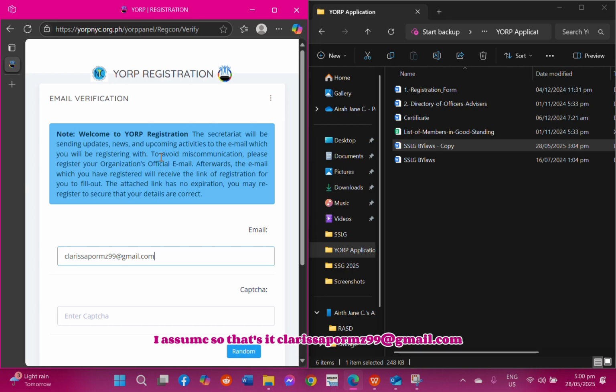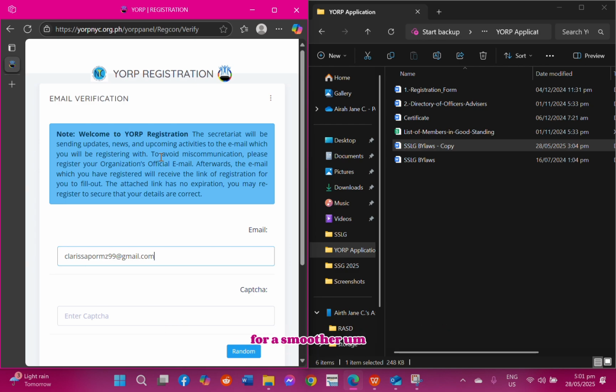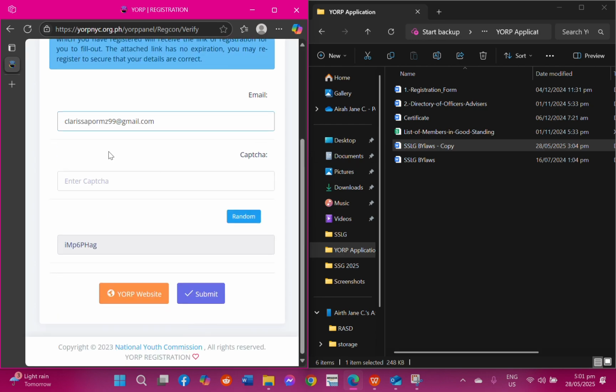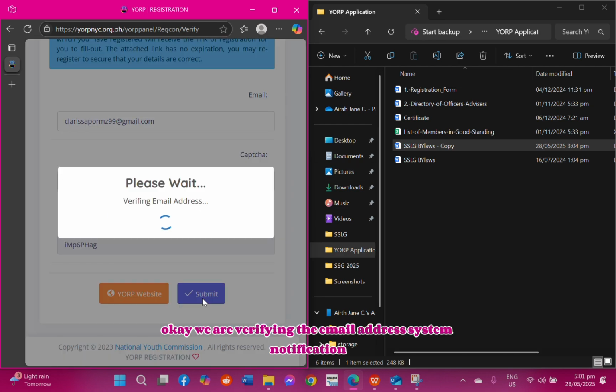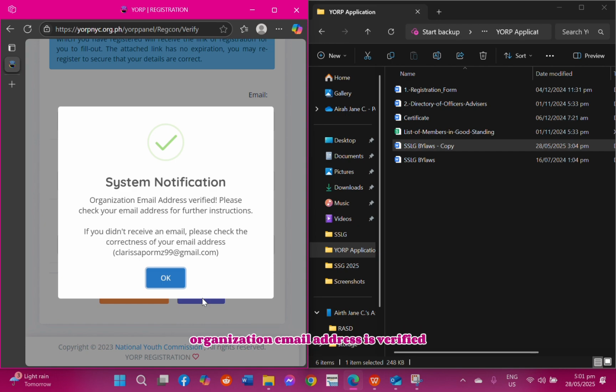So that's it, clarisaporns99@gmail.com. But if you are registering your organization, please do use the organization email address that you have provided in your registration form for a smoother validation of this email. Once again, use your organization email address, not your personal email address, and then enter CAPTCHA for validity. Okay, we are verifying the email address. System notification, organization email address is verified.